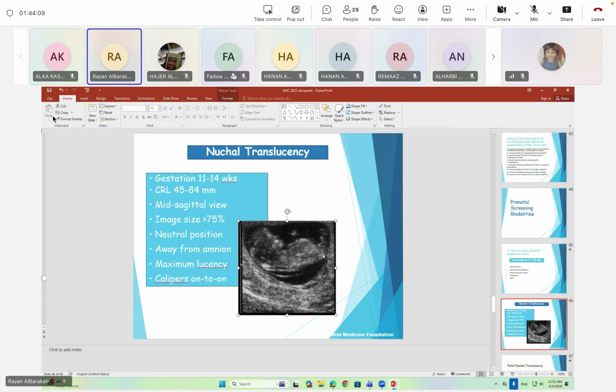Also, maximum magnification in the ultrasound setting should be set, and the calipers should be on to on. When we put the calipers at the back of the neck of the fetus, it should be on and on, not in, on or out on. It should be on and on the lines that we are looking at here in the ultrasound.